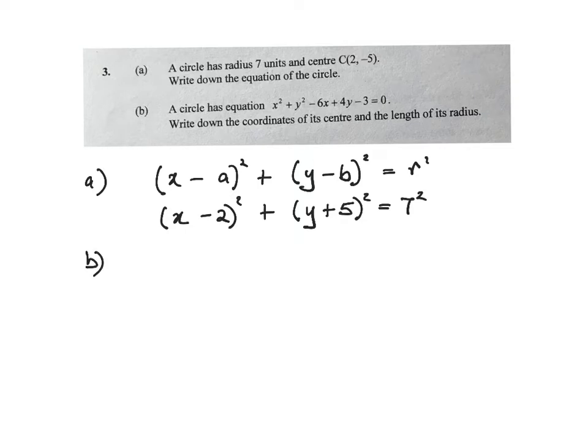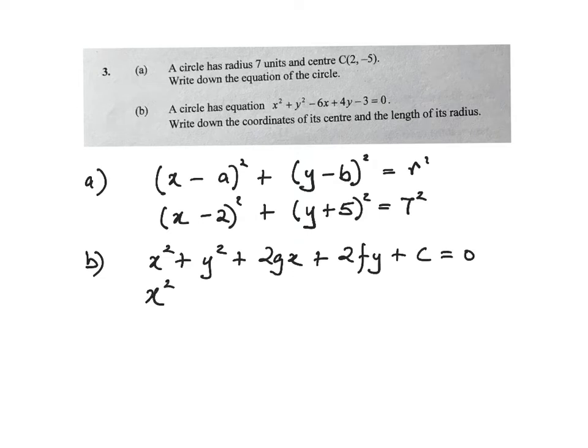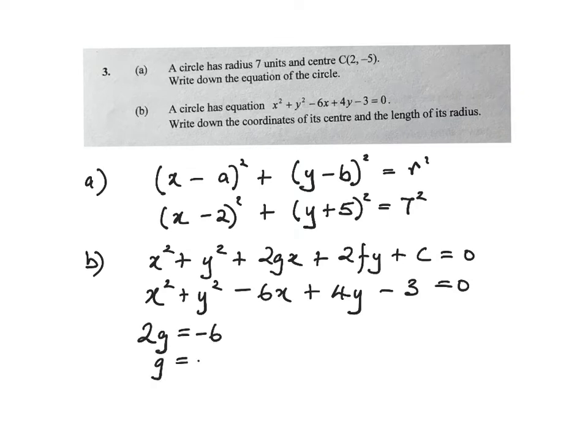Part B, what I'm going to do is to write down the general form, x squared plus y squared plus 2gx plus 2fy plus c equals 0, and directly underneath it I'll write down the equation that we're given. Then I can compare the two and be sure that I'm getting the correct values of g, f and c. So 2g is minus 6, g is minus 3, 2f equals 4, so f equals 2, and c is minus 3.